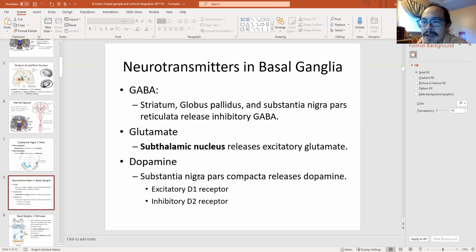The substantia nigra is a unique one. The substantia nigra pars compacta releases dopamine, and they innervate the striatum. This dopamine will act on D1 and D2. When they release, dopamine will diffuse around and act on two types of receptor. One is excitatory, that's the D1 receptor. The other one is inhibitory, that's the D2 receptor. So that's that.